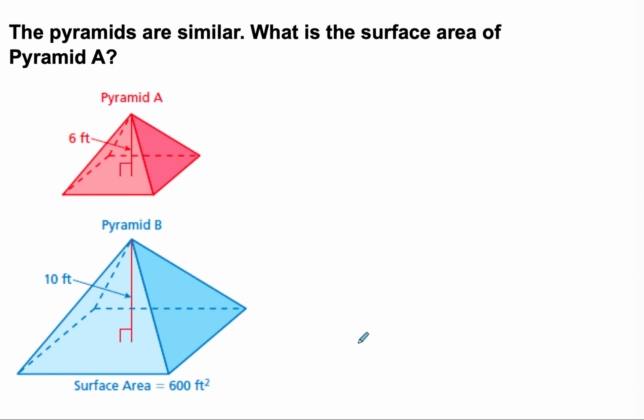All right, the pyramids are similar. What is the surface area of pyramid A? All right, so we're going to set up our proportion. We're going to take a look at the 2 numbers they give us for the dimensions, 6 and 10. I'm going to put pyramid A on the top, 6 on the top, 10 on the bottom. This is surface area, which is in square units. So my ratio needs to be squared. Okay, and then on this other side, I don't know pyramid A's surface area, so that's going to be X, but I do know pyramid B's surface area is 600.